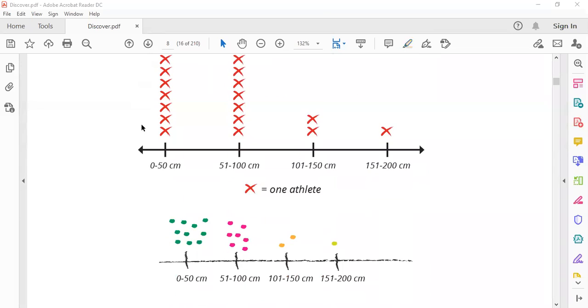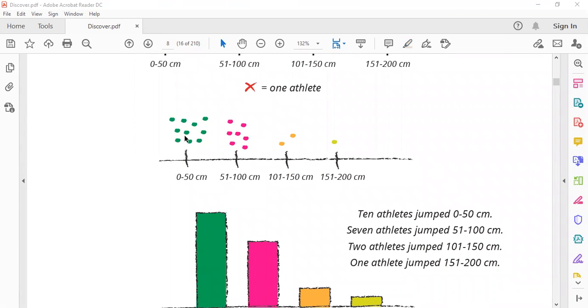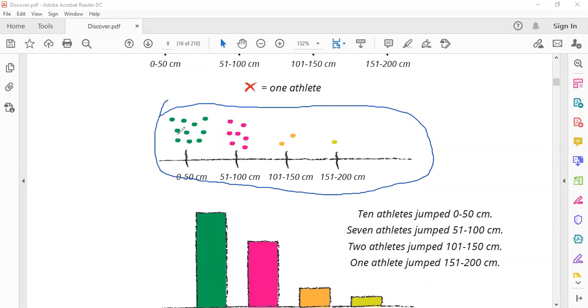Now let's see the other one. Here we have 10 athletes. 1, 2, 3, 4, 5, 6, 7, 8, 9, 10. This one is also good. It helped me to understand. So I am going to circle this graph because in this graph we have numbers, dots, which represent the number, and we have also different colors.